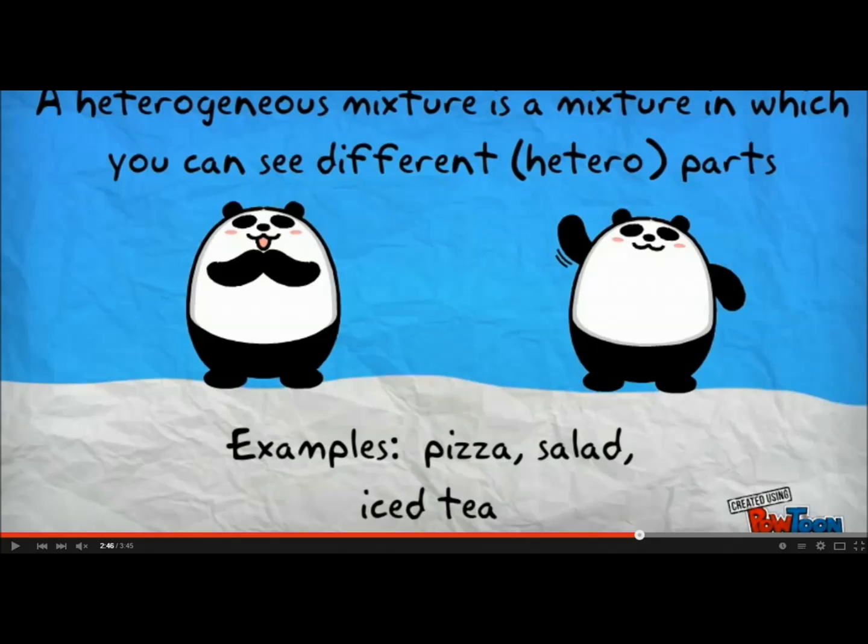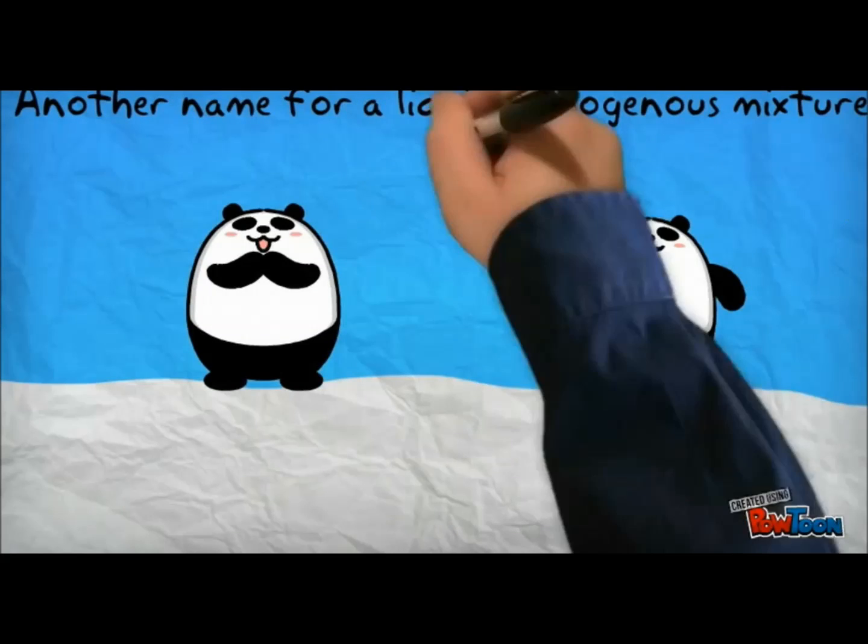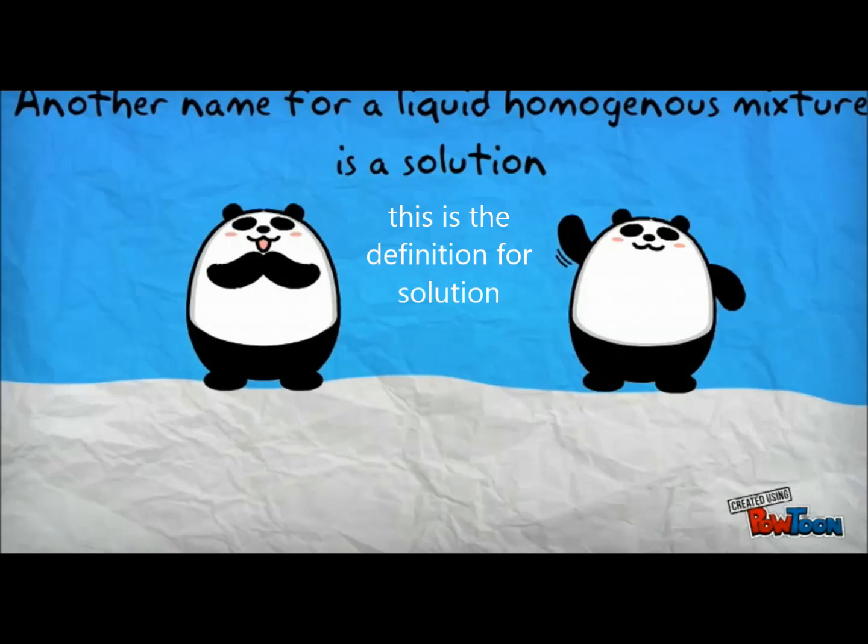Examples for this one are super easy to come by. Pizza. On a piece of pizza, I can see all the different parts. I can see the crust, I can see the sauce, I can see the cheese, I can see any of the different toppings that you choose. Salad, any kind of salad, but for example, like a green salad, I can see lettuce, cheese, any kind of toppings you put in there. Maybe you have tomato, maybe you have hard-boiled egg, maybe you have onion. Okay, salad dressing. Iced tea. I specify iced tea, so if I have the brown liquid and then ice cubes, okay, you can see the different parts. So another name for a liquid homogeneous mixture is a solution.